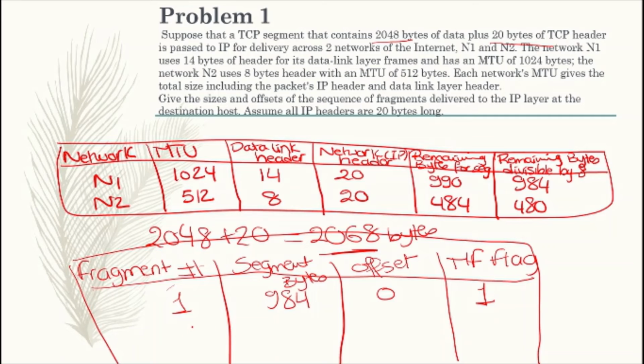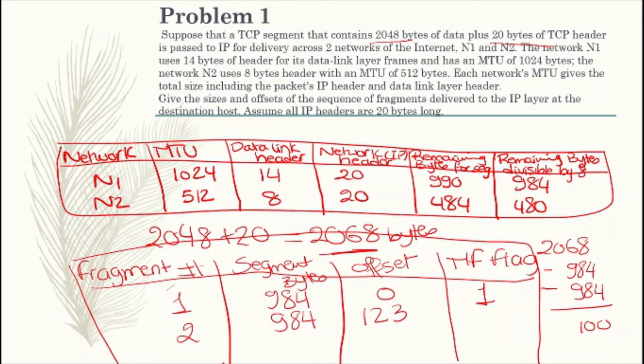Then another fragment of size 984. This time, how can we get the offset? Simply we see how many bytes have been transferred so far and divide them by 8. So 984 divided by 8, I would get 123 as an offset. Are we done yet? Let's subtract the 984, the first fragment we just sent, and the other fragment from the 2068. We'll have a remaining 100 bytes. So we need another fragment, fragment 3, which contains 100 bytes of data, or 100 segment bytes.